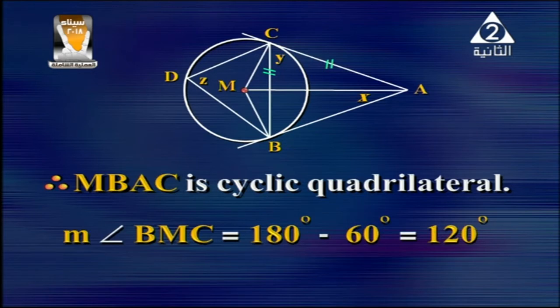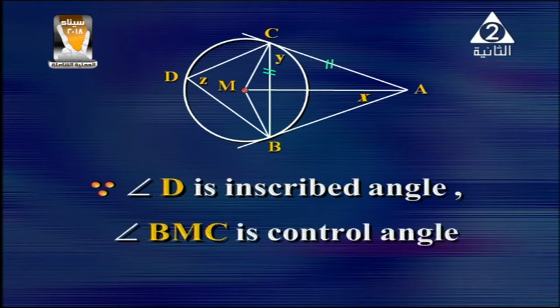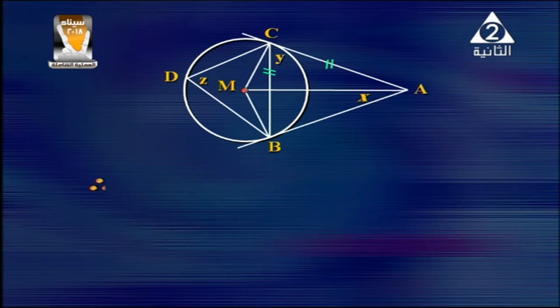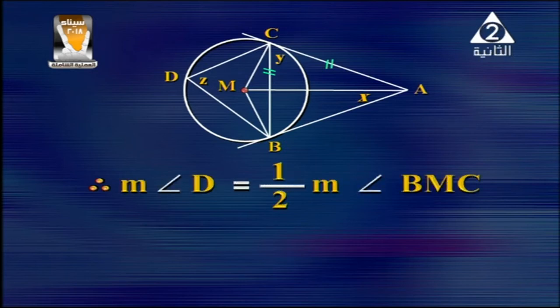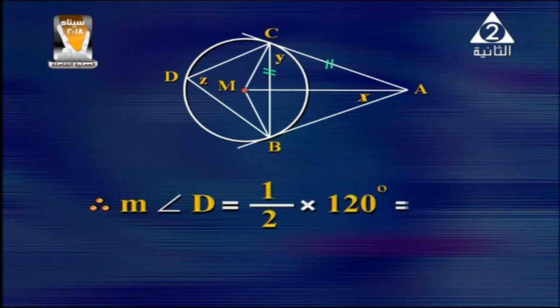Then, what about angle D? That's correct. Angle D is an inscribed angle. What about angle BMC? Angle BMC is a central angle. And both are subtended by the same arc, which is BC. So we can say that measure angle D equals half measure angle BMC, as they have the same arc BC. So measure angle D equals half multiplied by 120 to obtain a result as 60 degrees.